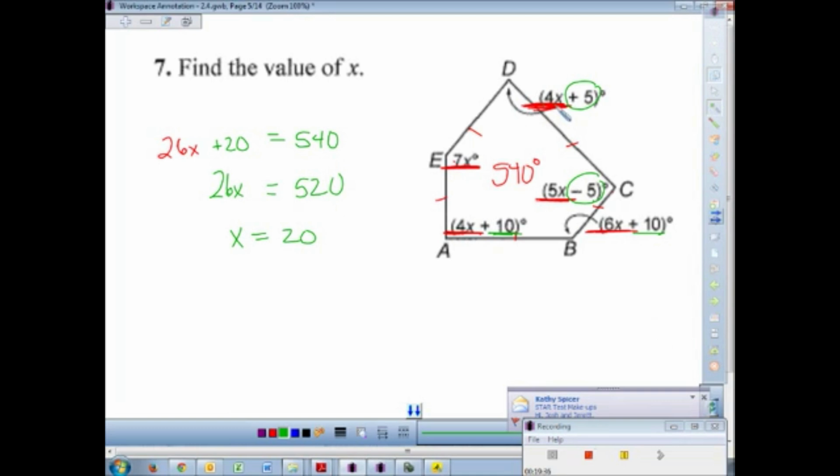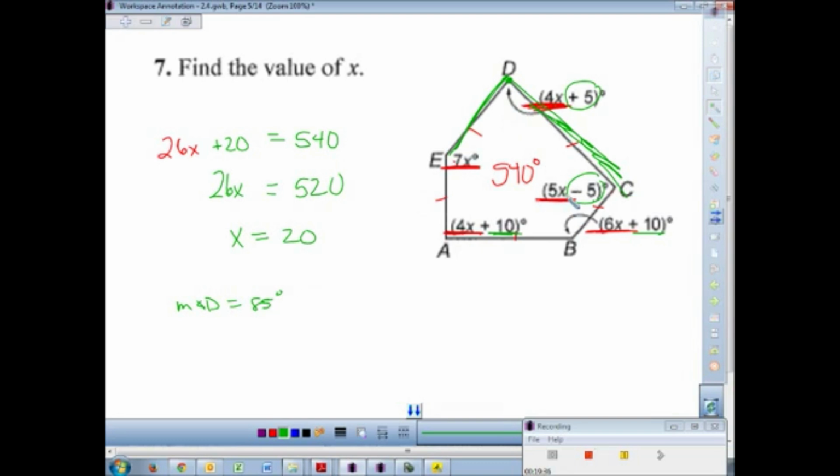So 4 times 20 is 80. Add 5 to it. What do you get? So measure of angle D equals 85 degrees. Can I call that angle D? Or do I got to call it by 3 letters? How many angles have D for a vertex in this picture? What do you think? Pretty sure it's just this one, right? Are there any other angles with D for a vertex? Nope. So measure angle D equals 85 degrees.